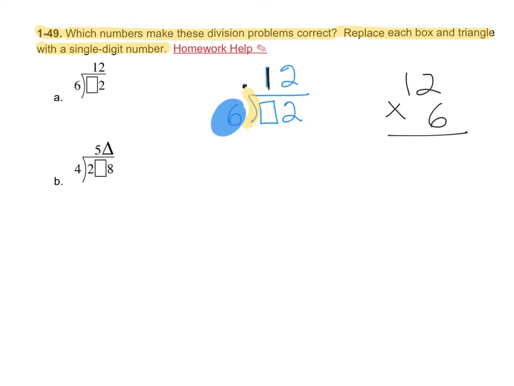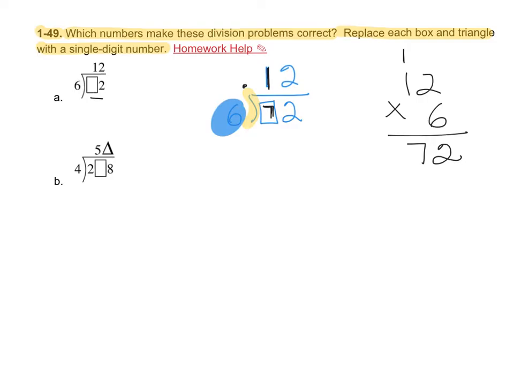So 6 times 2, it's 12, so it ends with a 2, and 1 to carry over. 6 times 1 is 6 as well, so it does give me 72. So the missing number here must be 72. So the rectangle represents the number 7 in problem A.